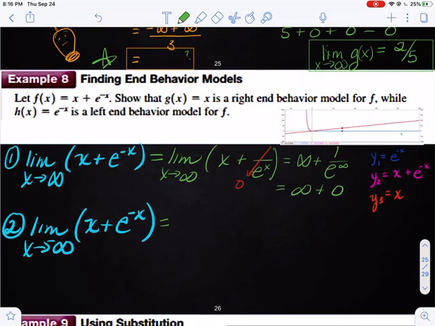So then with the next one, if you have the limit as x approaches negative infinity, double duty here, the limit as x approaches negative infinity.